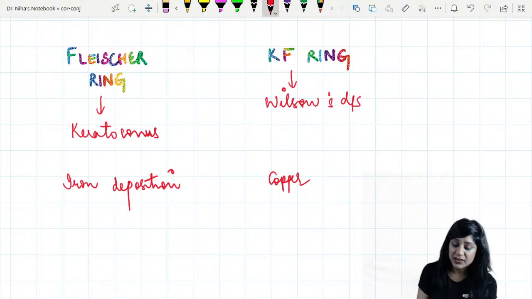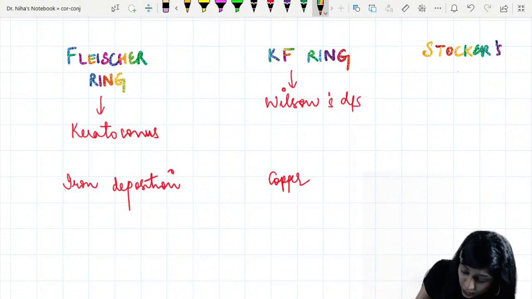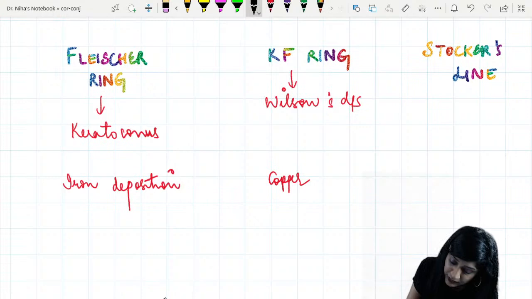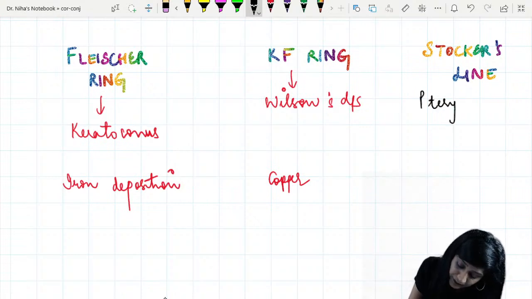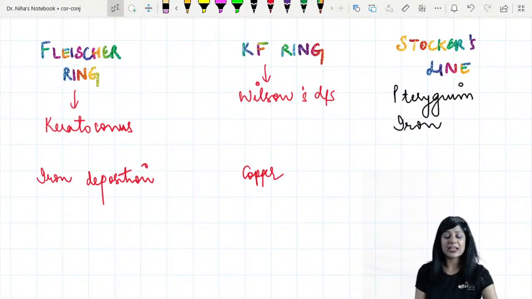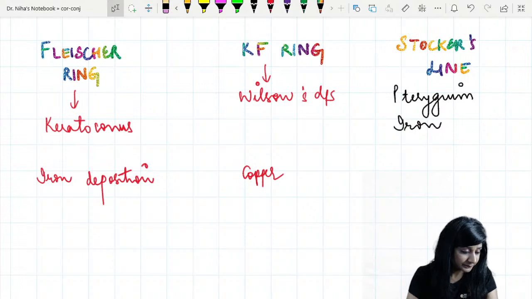Like one more thing is your Stocker's line. Last time I told you about Stocker's line. That is again very, very important. That was found in the pterygium. And again that was your iron deposition. So always remember these three things. Again very, very important: Fleischer's ring, KF ring, and the Stocker's line.